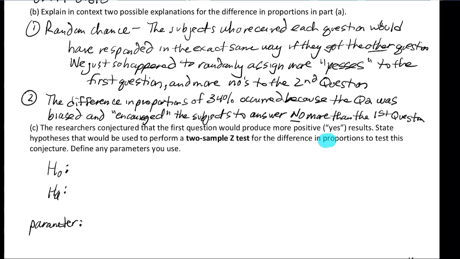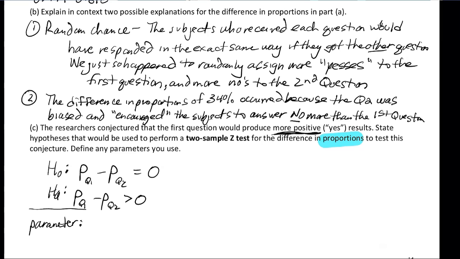So really important to note again that we're working with proportions, so we should be using proportions here. We'll do proportion question 1 minus the proportion of question 2. That should equal 0 if there's no difference in the questions. Proportion of question 1 minus proportion of question 2. We'd like to see if it's producing more yes responses. So it would be greater than 0 and be more positive responses.